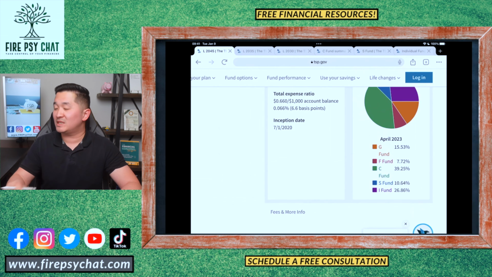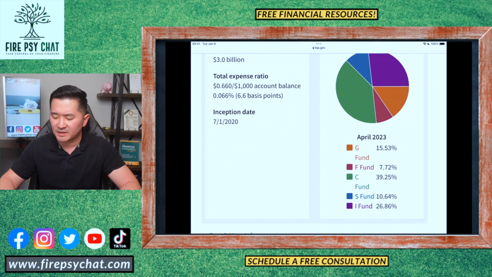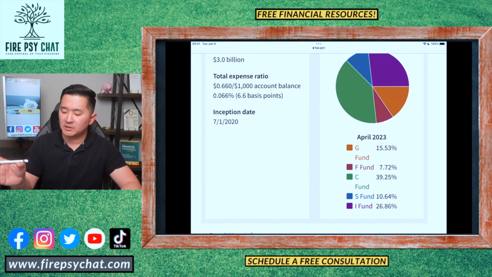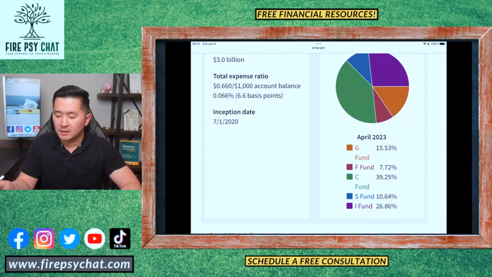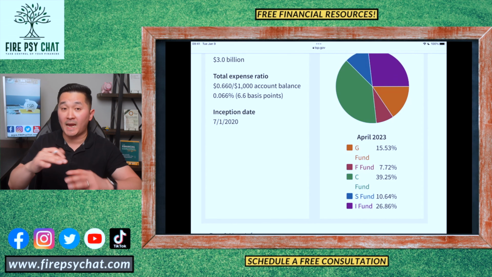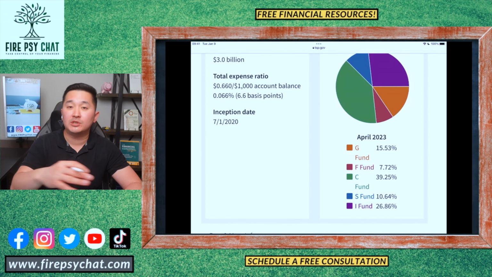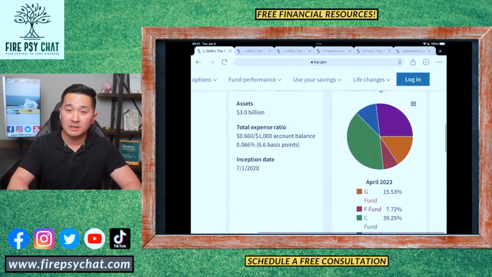The allocation in this portfolio, as I talked about, is pretty conservative. And if I add them up, that's about 22% bonds and 78% stocks. So as years go by, the CSI funds will have less money allocated to them, and more money will gradually go into G and F funds. All right, so let me show you this.